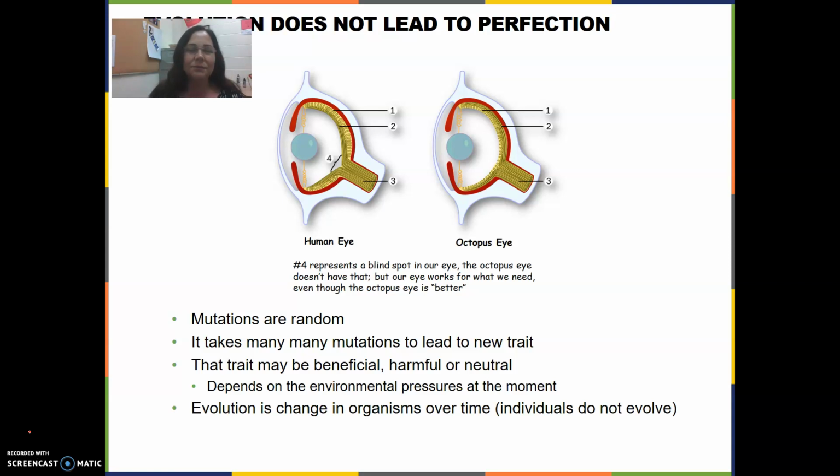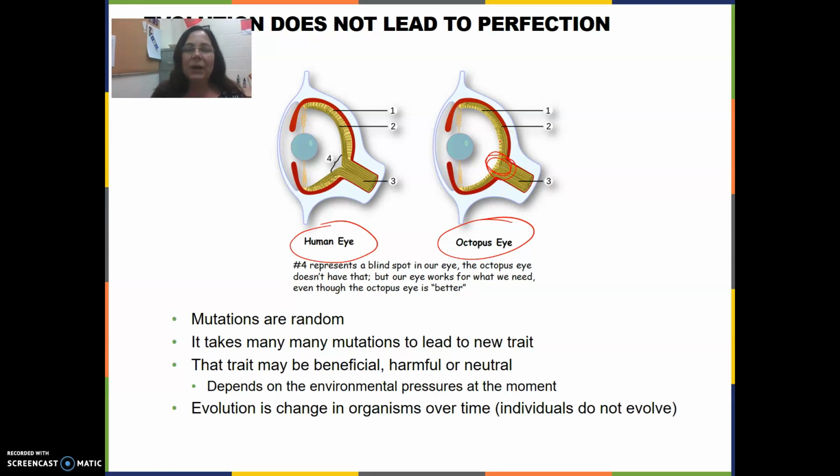If you look at the evolution that led to the octopus eye and the human eye, number 4 represents a blind spot in our eye, and the octopus eye doesn't have that. But our eye works for what we need, even though the octopus eye is better. It looks very, very similar, but the octopus eye does not have that blind spot.